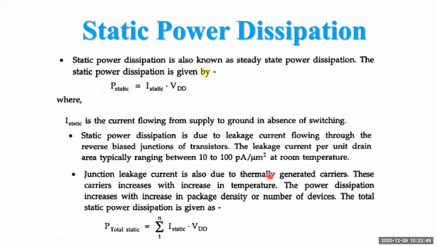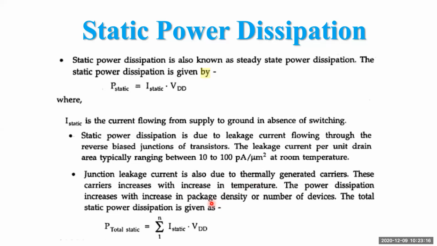This has been studied in the basics of PN junction diodes. These charge carriers increase with the increase in temperature. If the temperature increases, definitely charge carriers also increase. Why? Because the main production of these charge carriers is because of the temperature. If the temperature is increased, the charge carriers also increase. Both are directly proportional to each other. So now the power dissipation increases with increase in package density.